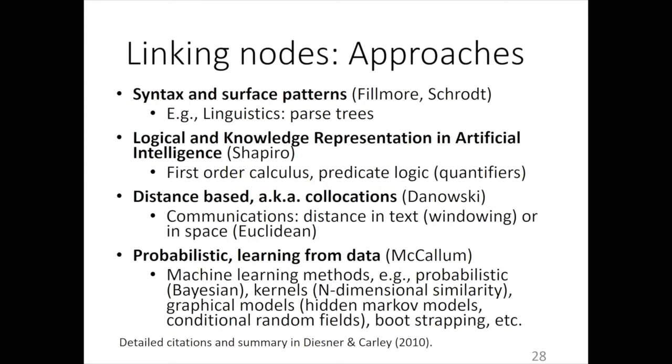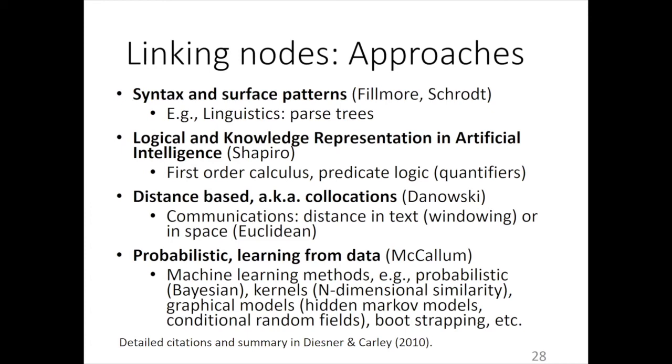There are different ways of connecting nodes in word networks. One way is to use syntax and surface patterns. For example, in linguistics, parse trees were developed that help us to identify relationships between words and build connections this way. Another solution is connecting words based on logical rules.